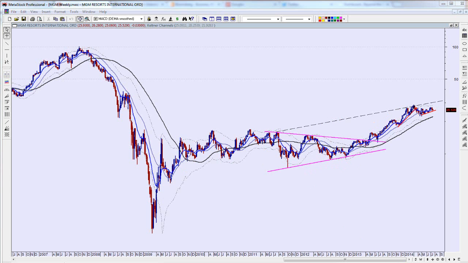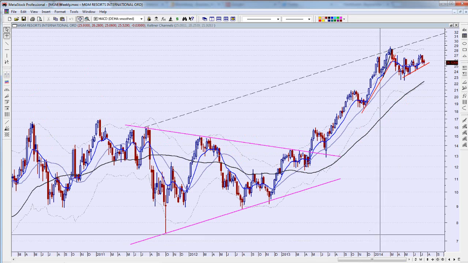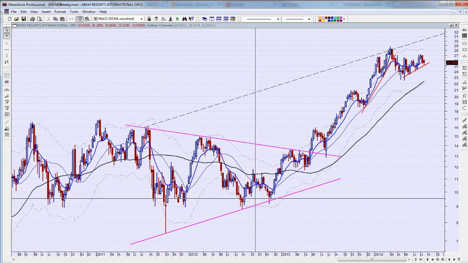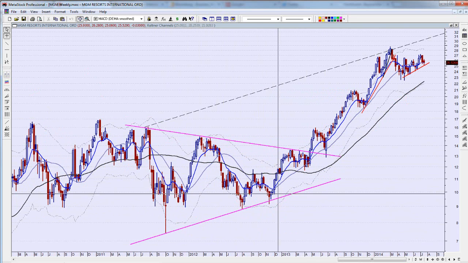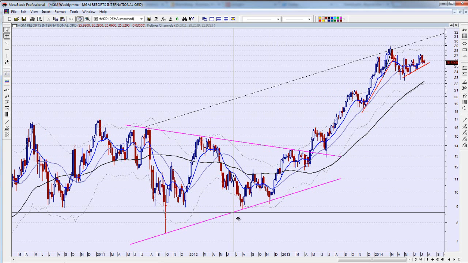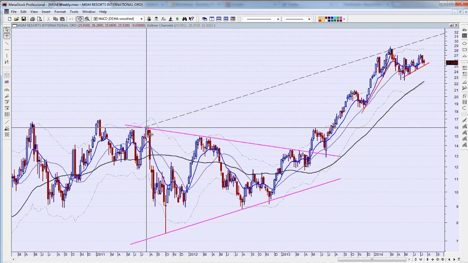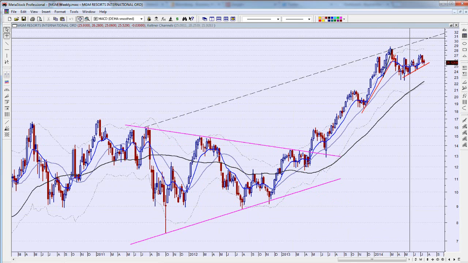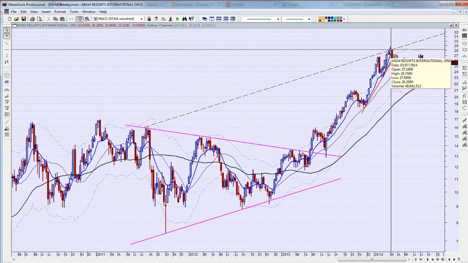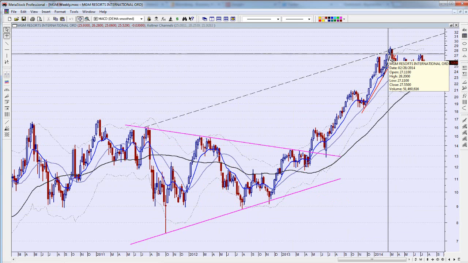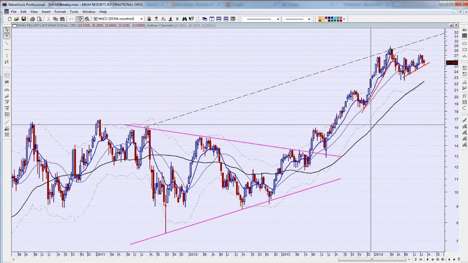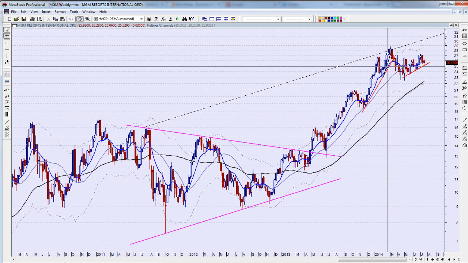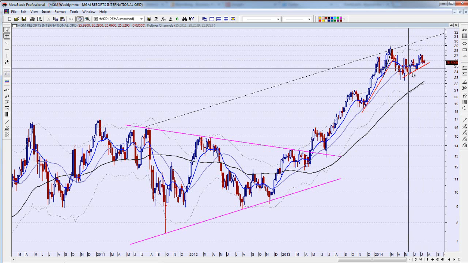Let's blow this up a little more. Now, the interesting thing with a symmetrical triangle is you draw your triangle in here, and then you create a line parallel to this line, start it at the beginning of the triangle, and put it on out here, and that's the projection for the move. Well, it successfully hit that target back here in March of this year. And now it looks like we're breaking down a little bit. This looks like some kind of consolidation move.